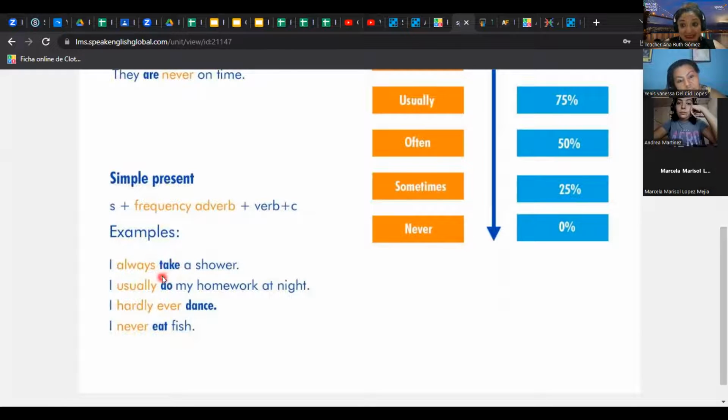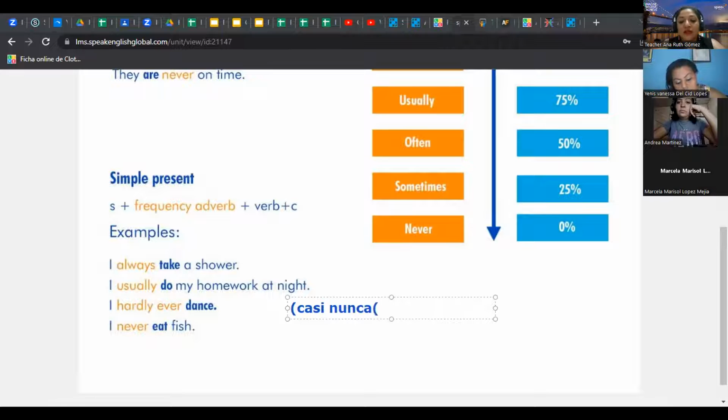For example, you have take, do, dance, and eat. So, teacher, I always take a shower, okay? Pay attention to the order. Teacher, I usually do my homework at night. Teacher, I hardly ever dance. Hardly ever. Or, teacher, I never eat fish. I am allergic and it is a terrible problem. Okay? Give me a moment, everybody, please.